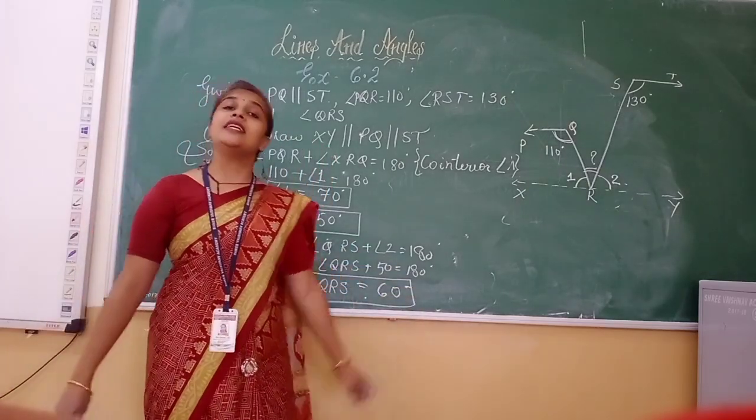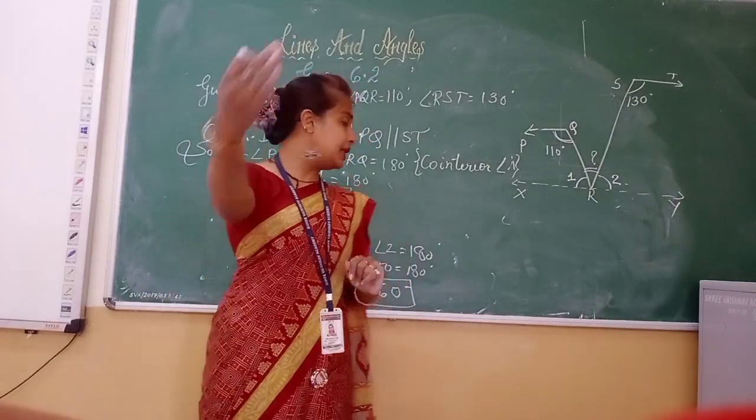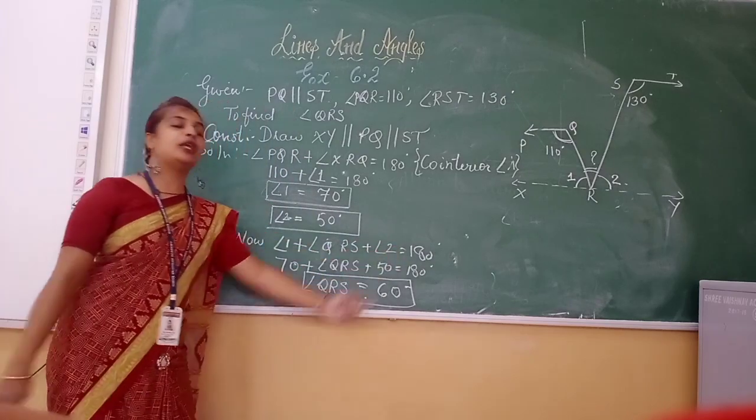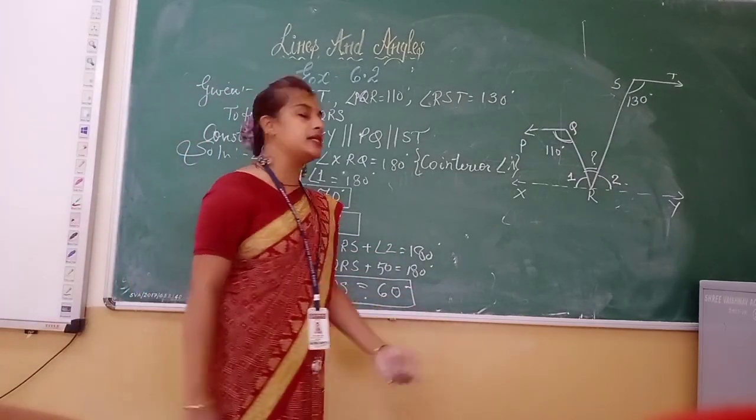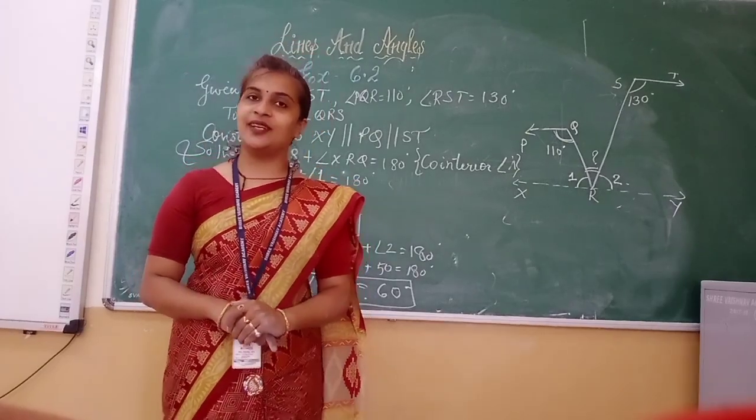70 plus 50 is 120. 120 transposed to the right hand side. So it will become 180 minus 120 means 60 degree. So here we will get angle QRS is equals to 60 degree. Got it?